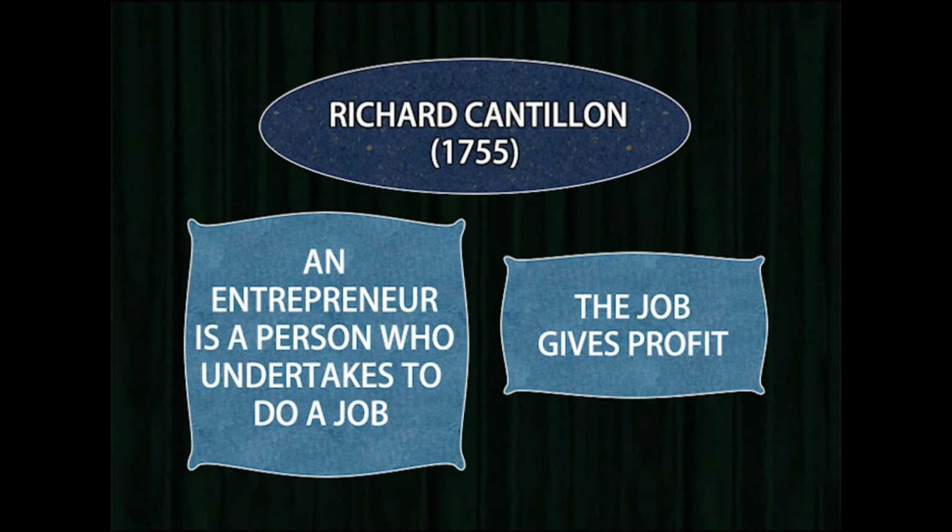According to Richard Cantillon in 1755, an entrepreneur is a person who undertakes to do a job and the job gives him profits. We have shown you this in these 2 blocks. The profit is the kind of earnings which he earns.